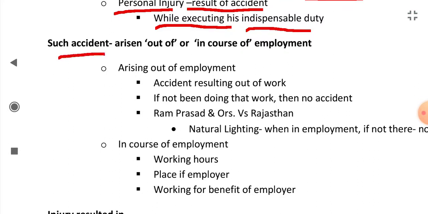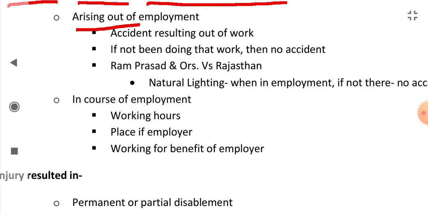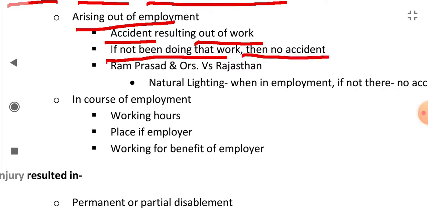Such accident should arise out of or in the course of employment. The accident should be due to the employment or during the employment. Arising out of employment means accident resulting out of work. If he had not been doing that work, there would not have been any accident.